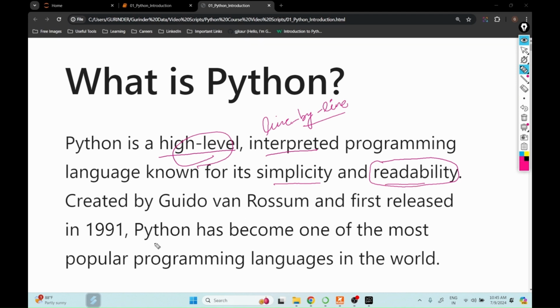It was first created in 1991, so it's been there for the last three decades. And because of this, we have a large community available working on Python. That's why it is one of the most popular programming languages in the world.